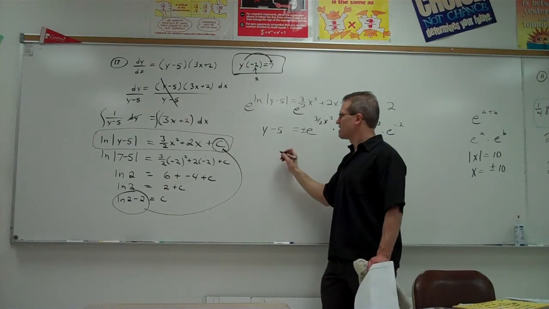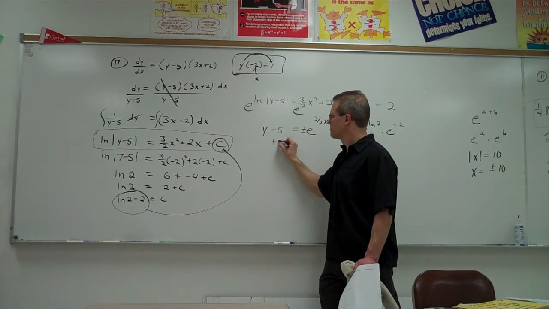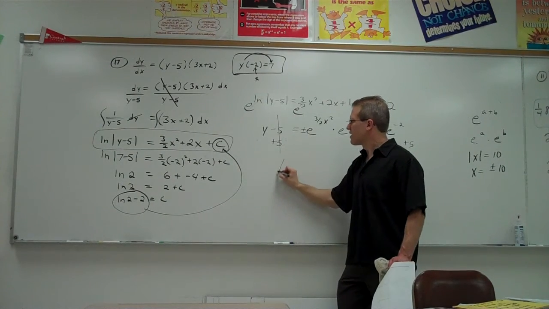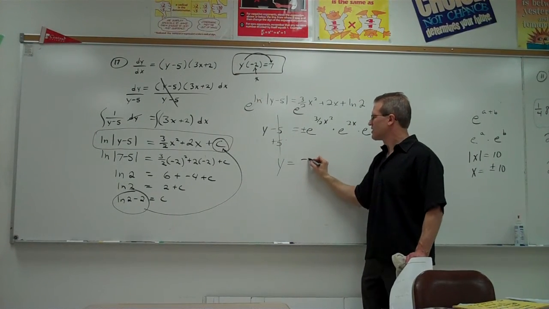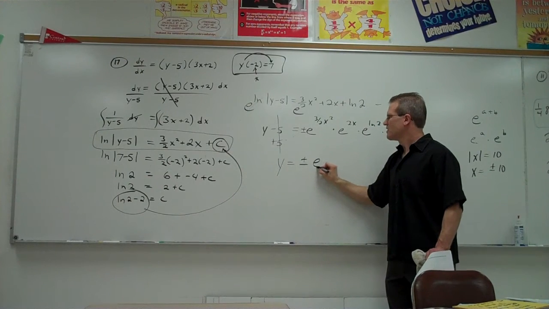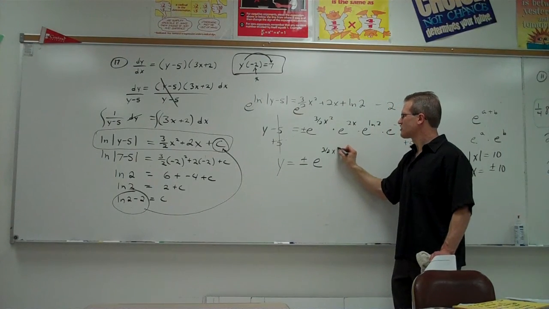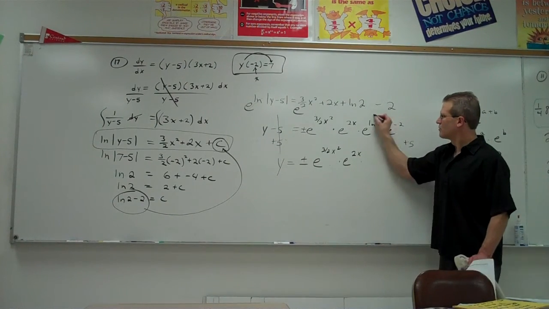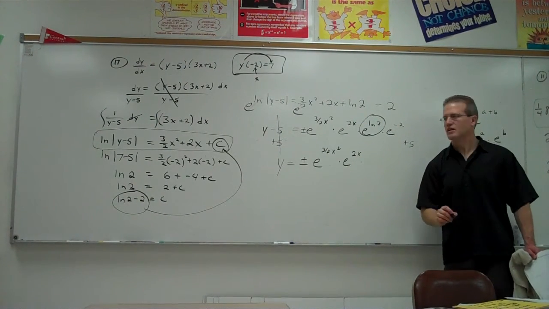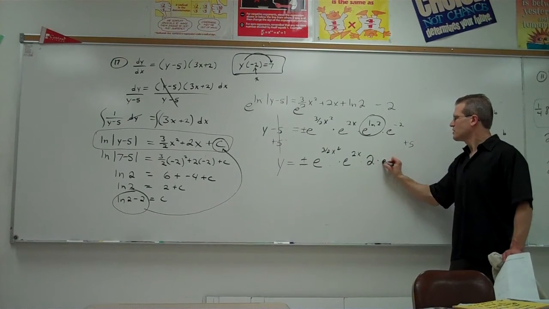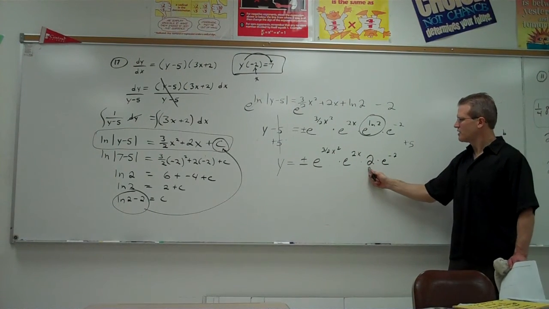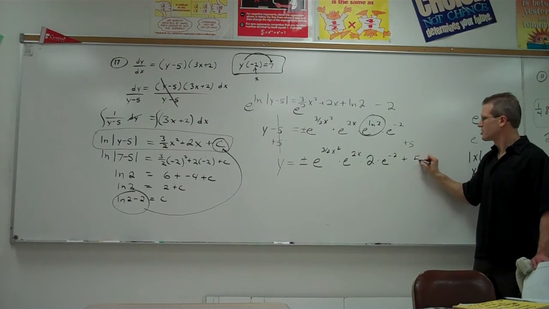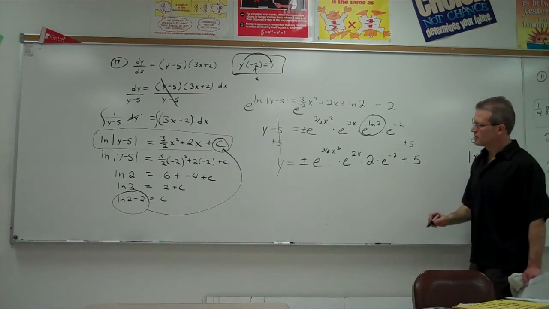Next, add 5 to both sides and simplify a little bit, and we're just about done. So y equals plus or minus, we'll make the decision in a minute, e to the 3 halves x squared times e to the 2x times, what could you simplify that to equal? That's equal to 2 times e to the negative 2. You could put that underneath and call that 2 over e squared if you wanted to, but do you have to do that? No, plus 5.